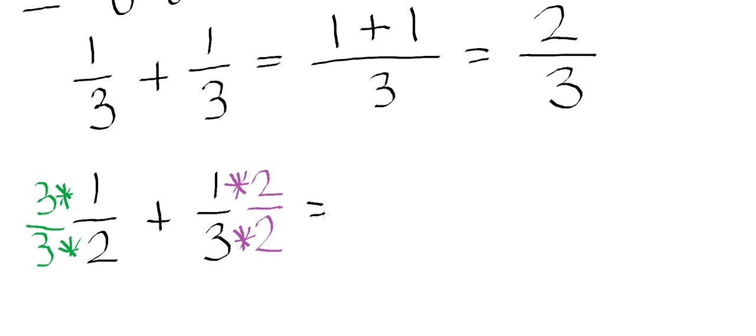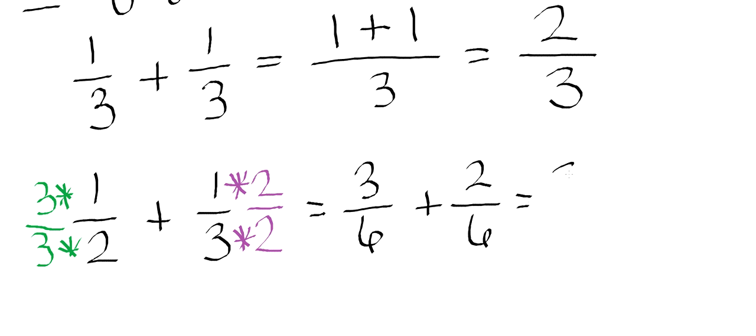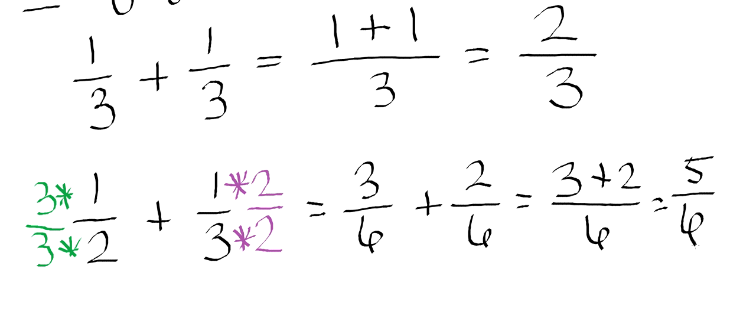Back to black here. So 3 times 1 is 3. 3 times 2 is 6. I still have my plus sign. And then 2 times 1 is 2. 3 times 2 is 6. Okay. So now that I have the same denominator, I really just need to add the numerators. 6 is going to stay the same in my answer, and 3 plus 2 is 5 over 6.